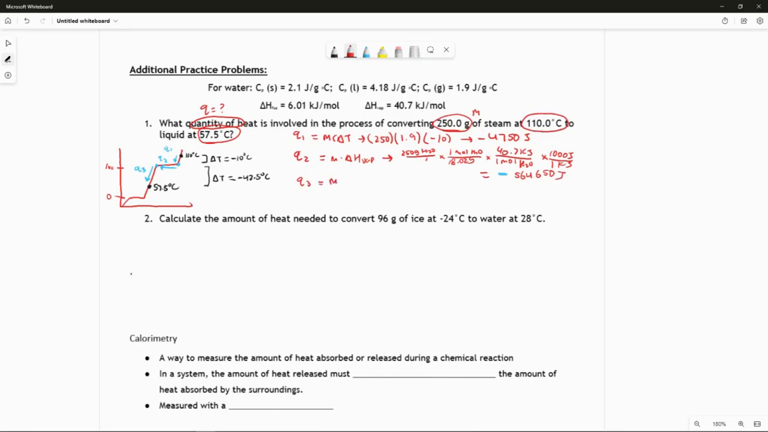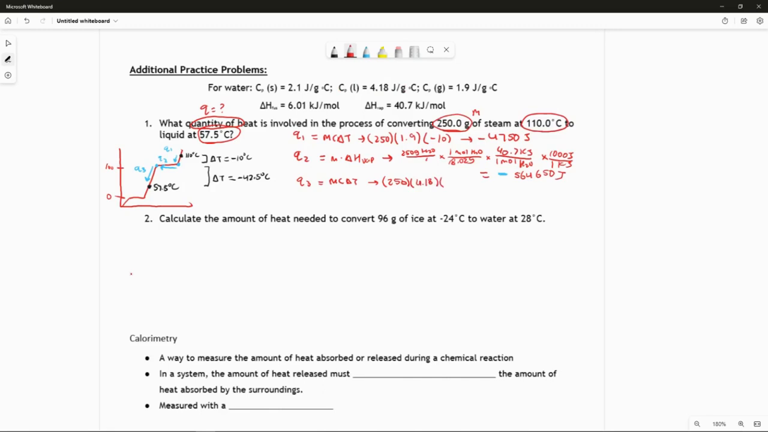All right, Q3, last one. This is going to be MC delta T, because there is a change. We're going from this point here down to this point here. We know the mass, 250, and then for C, we have to think about where it's at right now. We just converted from a gas to a liquid, so we have to use the liquid value, C liquid, which is 4.18 joules per gram times degrees Celsius.